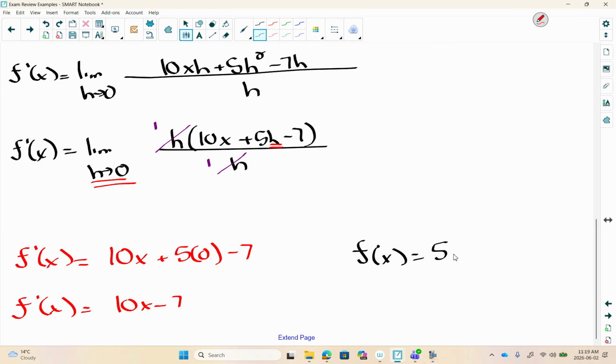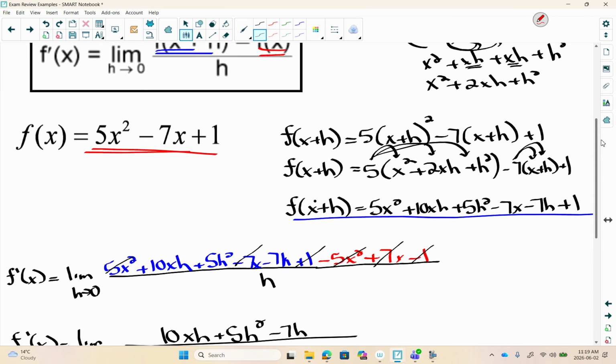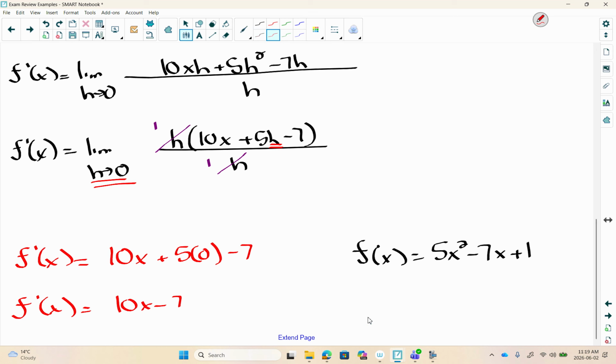And real quick, if you remember the power rule, what was f of x equal to? 5x squared minus 7x plus 1. Yeah. Think of your power rule. 2 times 5 is 10, x to the first. 1 times negative 7 is negative 7, x to the 0. X to the 0 is just a 1. What's the derivative of a constant? 0. So the power rule to check it.